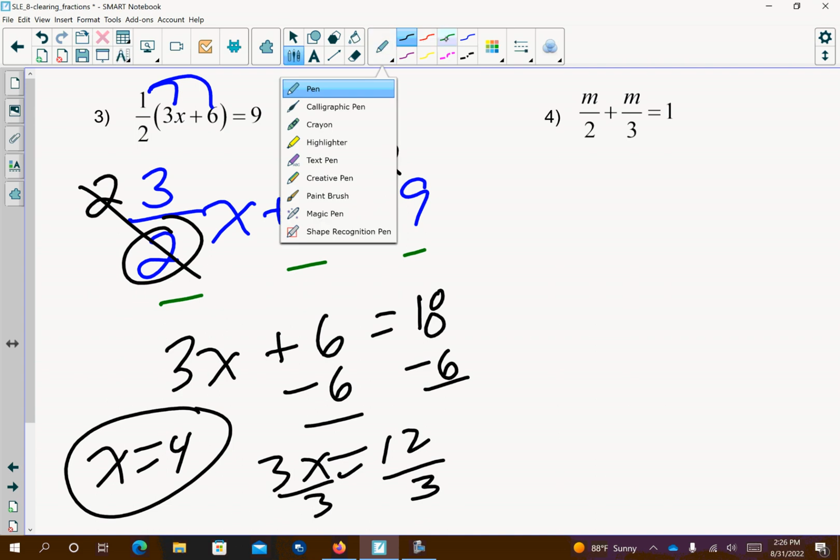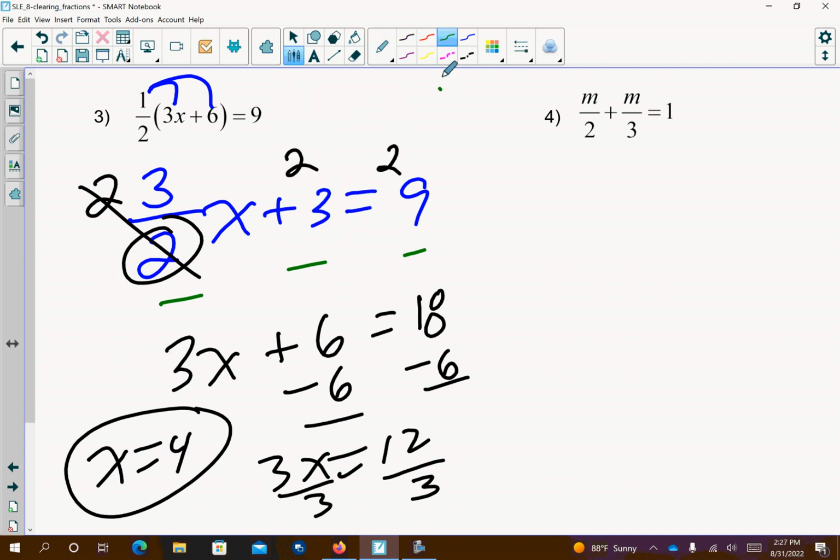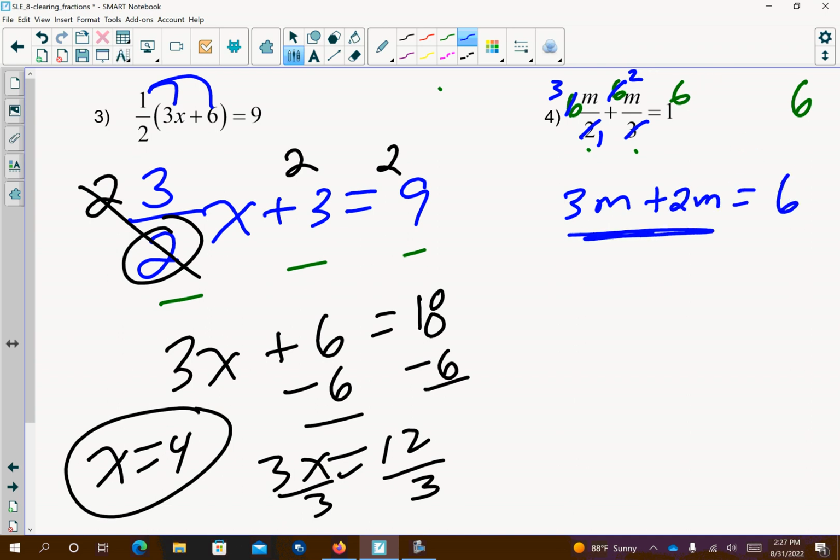Problem number 4. Do I have 2 different denominators? Yeah, I have 2 and 3. So what number do both 2 and 3 go into? Both go into 6, right? So I'm going to multiply by 6, multiply by 6, multiply by 6. 2 goes into 6 3 times. 3 times m is 3m. Plus 2 goes into 6 twice. 2 times m is 2m. 1 times 6 is 6. Those are like terms. 3 plus 2 is 5, so I get 5m equals 6. Divide each side by 5. m equals 6/5.